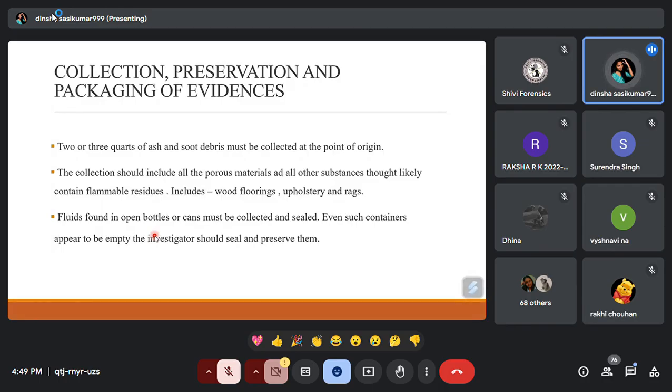Then the fluids found in open bottles or cans must be collected and sealed, even if such containers appear to be empty. We have to check these in detail, and we have to collect them and seal them.